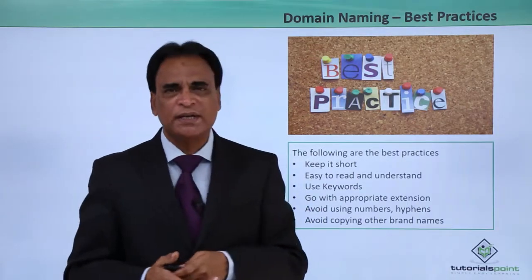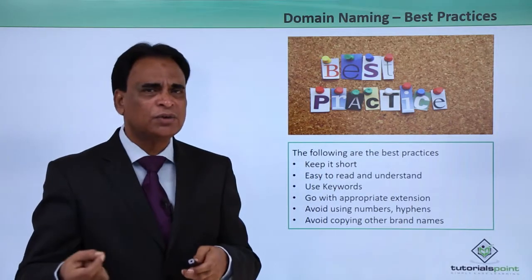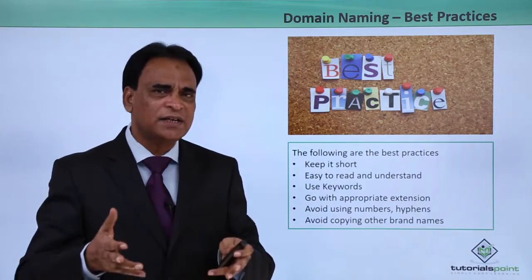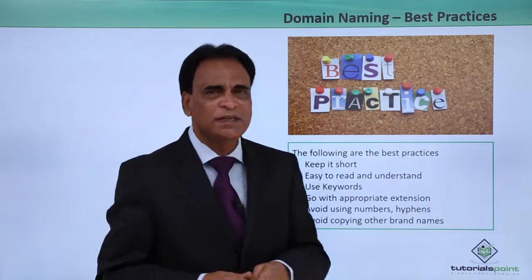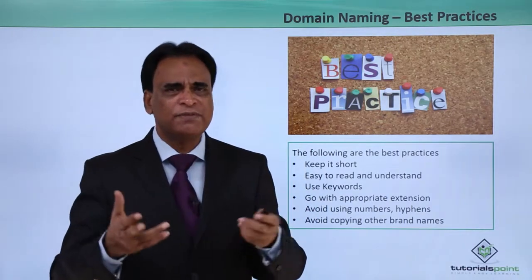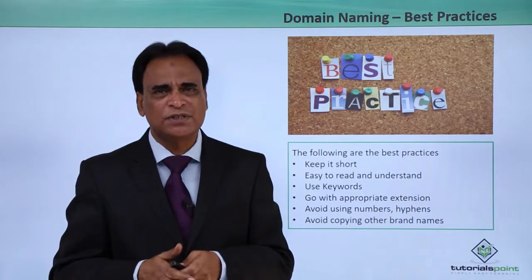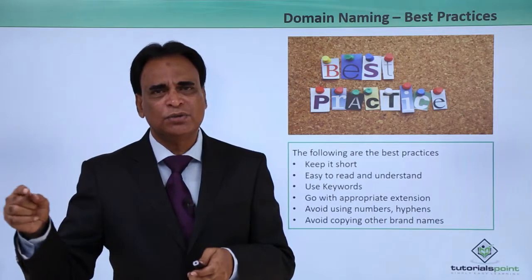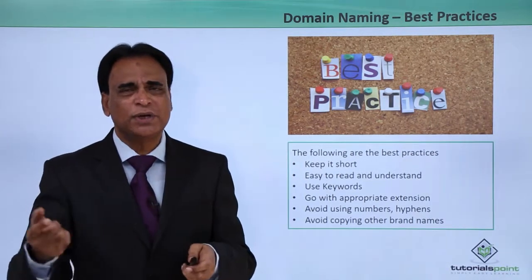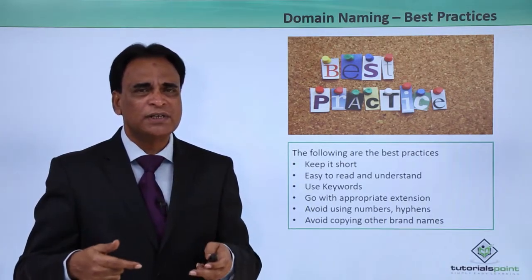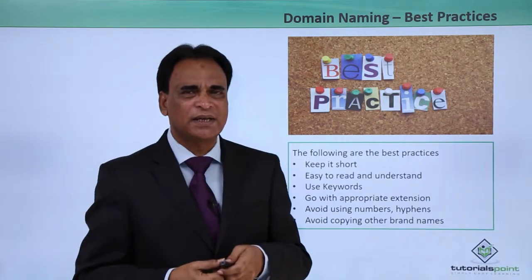Go with an appropriate extension. Whether it is .com, .net, .info, or .org, based on the business line that you are in, go with an appropriate extension. Avoid using numbers and hyphens. Sometimes we don't get a good domain that we are looking for, then we try to add numbers to it, like digitalmarketing123.com. That doesn't sound good. Sometimes if a particular domain is not available, we say digital-marketing-consultant.com. It doesn't make any sense.